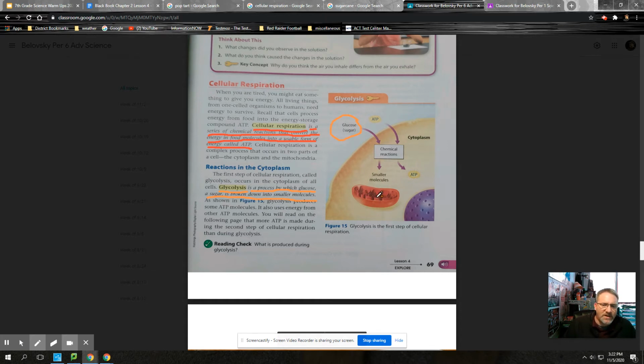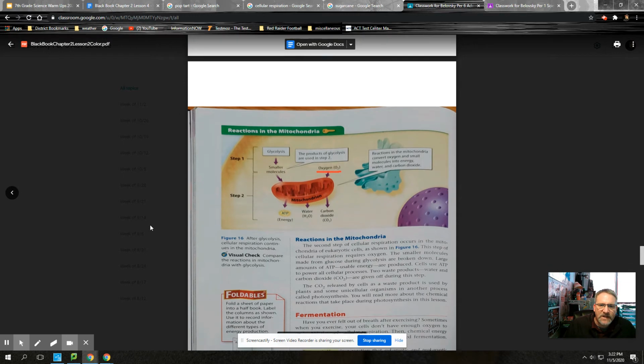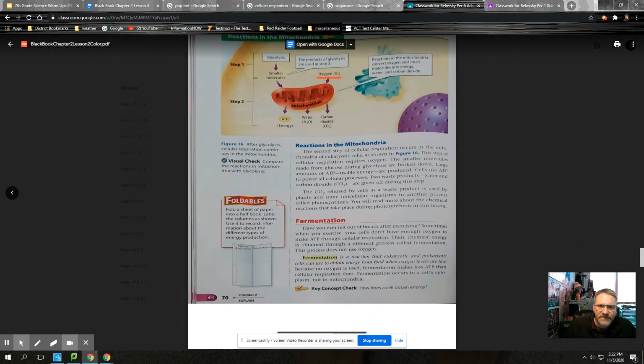So glycolysis is a process by which sugar is broken down into its smaller components. All right. On this page, it talks about a process that is called fermentation. So here is fermentation. Fermentation is a reaction that eukaryotic and prokaryotic cells can use to obtain energy from food when oxygen levels are low.